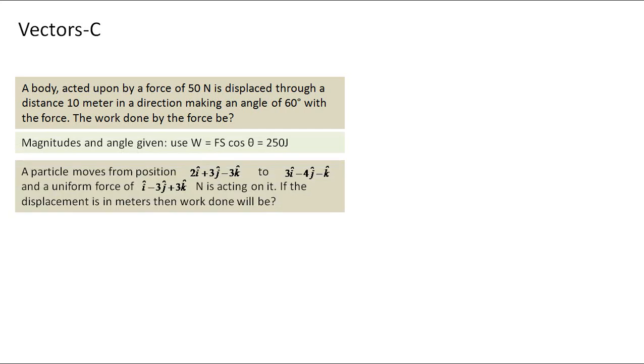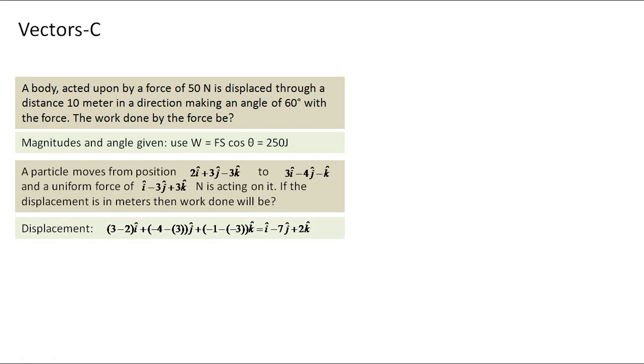Variation of a similar question. If a particle moves from position, basically this is the initial position, to a final position. So initial position vector is given, final position vector is given, and a uniform force, this is the uniform force which is acting. If the displacement is in meter, then what is the work done? How do we calculate here? Since initial position vector and final position vector is given, first we'll find out the displacement vector, then we take the dot product between force and displacement vector, since both are given in component form.